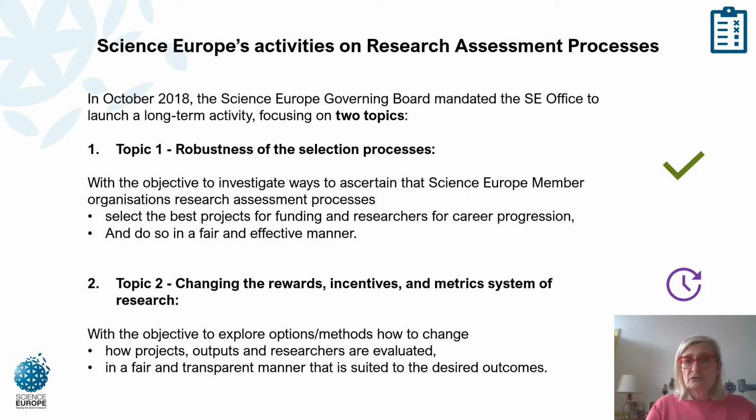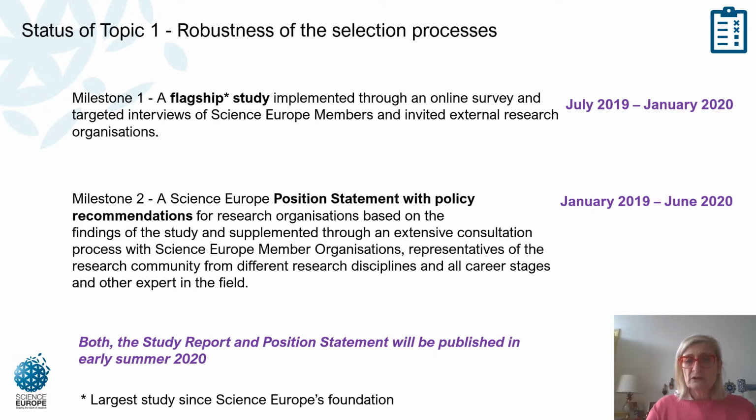So the system is robust if you can demonstrate that the best projects for funding are indeed selected, and the best researchers, as well as in a fair and effective manner. The other topic, changing the rewards, incentives, and the metrics system of research, has the objective to explore options and methods for how to change how projects, outputs, and researchers are evaluated in a fair and transparent manner that is suited to the desired outcomes. As I said, the next slides and the presentation of the study will focus only on topic 1.